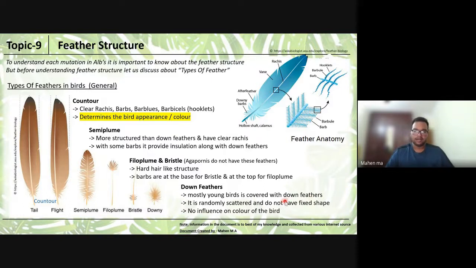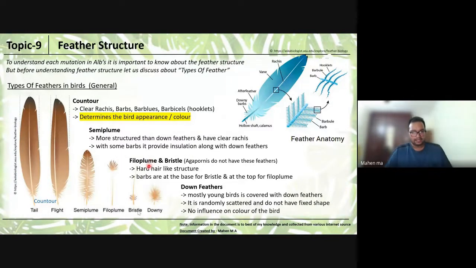from each other. Okay, so this is basically covered in the young birds, and it is randomly scattered. It does not have any structure. If you compare to this feather, these down feathers do not have any structure. They are just randomly scattered, and they do not have any shape. And one thing to keep in mind is there is no influence on the color of the bird. So these feathers will never give color to your birds. It is just a gray or whitish gray color that will be present in the birds.